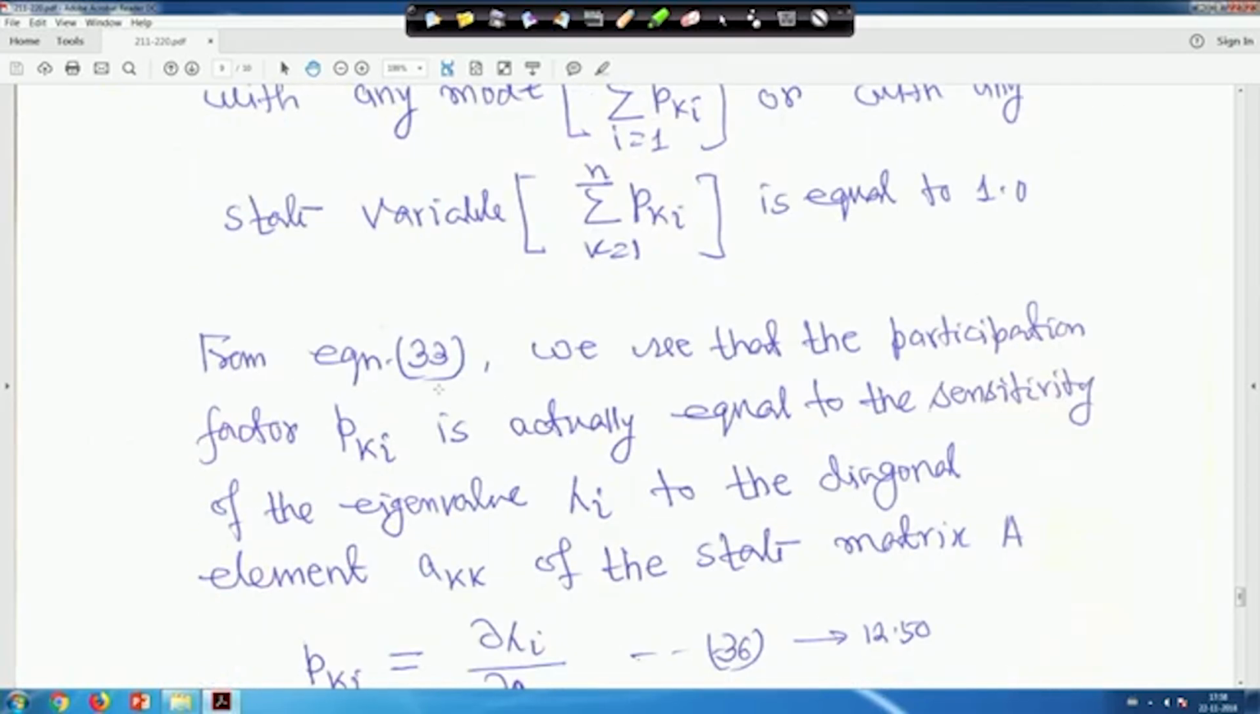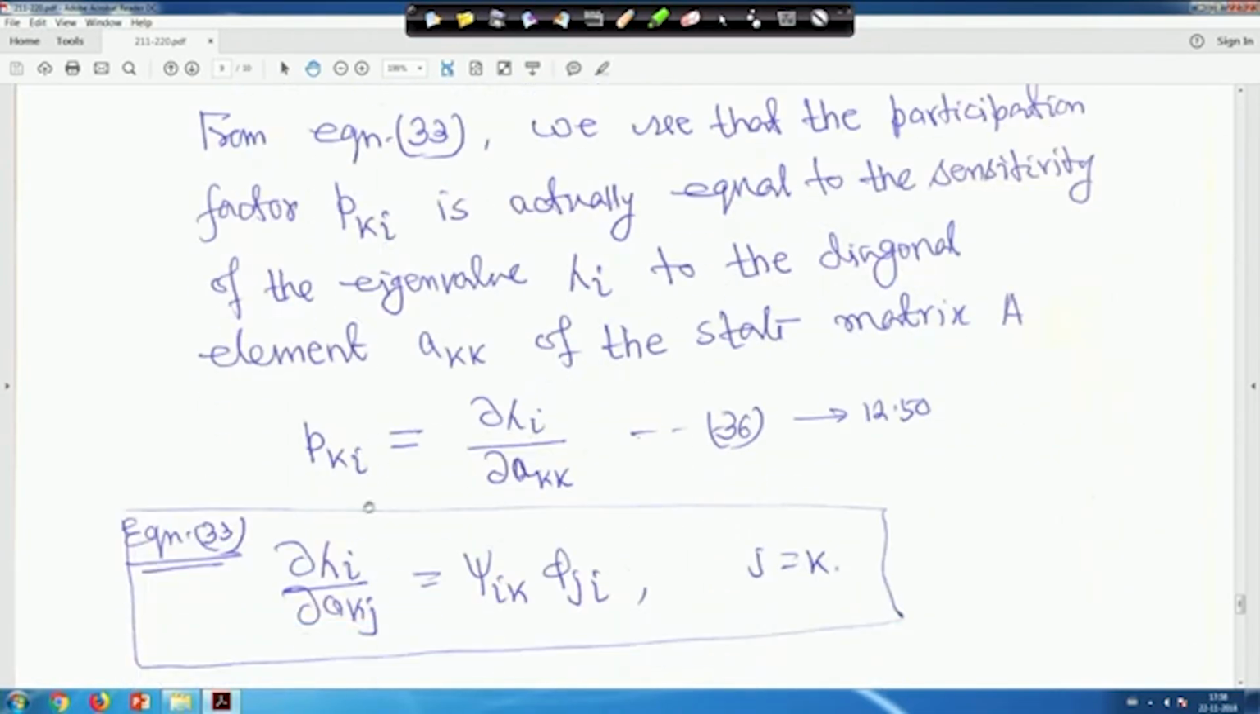From equation 33 we see that the participation factor p ki is actually equal to the sensitivity of the eigenvalue lambda i to the diagonal element a kk of the state matrix. This we have seen, that means p ki is equal to delta lambda i upon delta a kk. This is equation 36. And from equation 33, delta lambda i upon delta a kj is equal to psi ik into phi ji, but for j equal to k, p ki will be delta lambda i upon delta a kk.